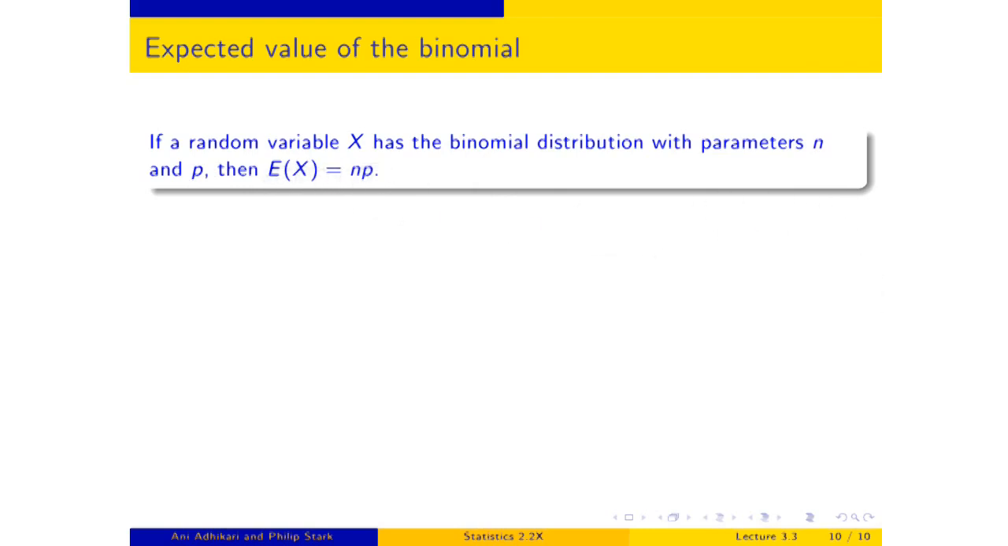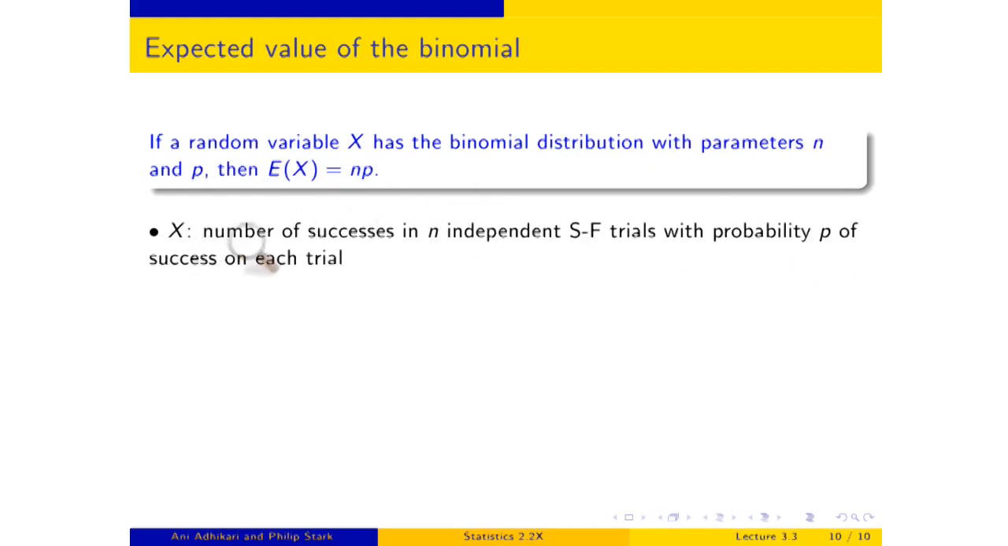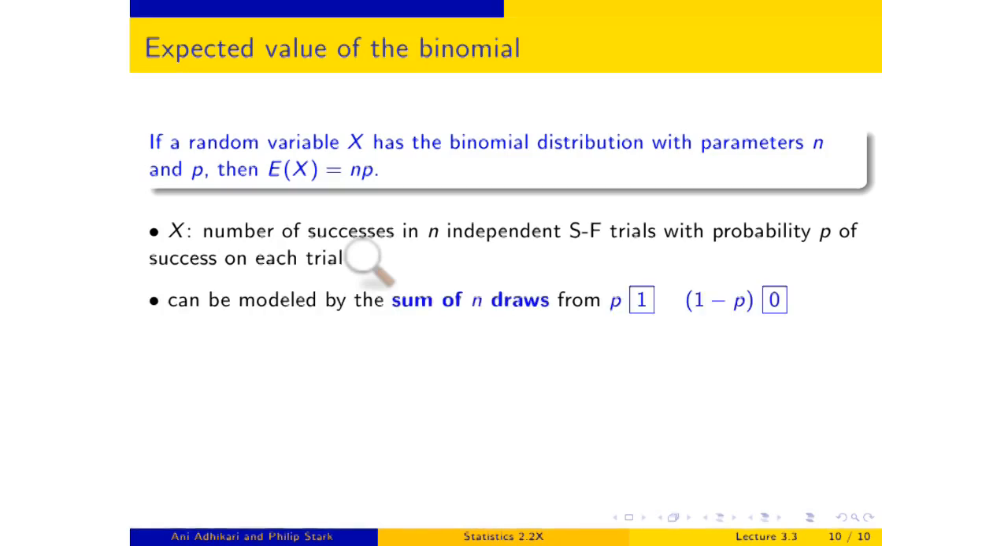And to translate that into English, what is a random variable with a binomial distribution? It is the number of successes in n independent success-failure trials, where p is that constant probability of success on every trial. And it can be modeled by adding up n draws at random with replacement from... Now take a hard look at this box.